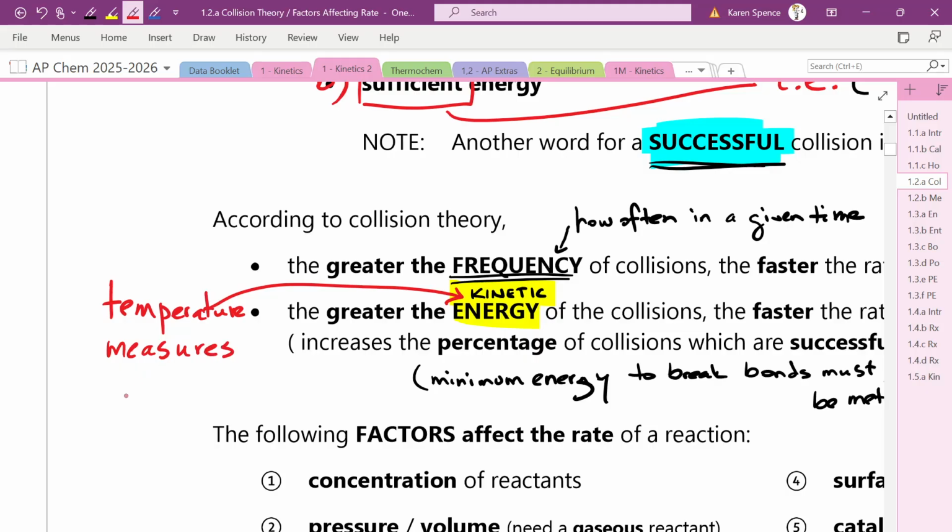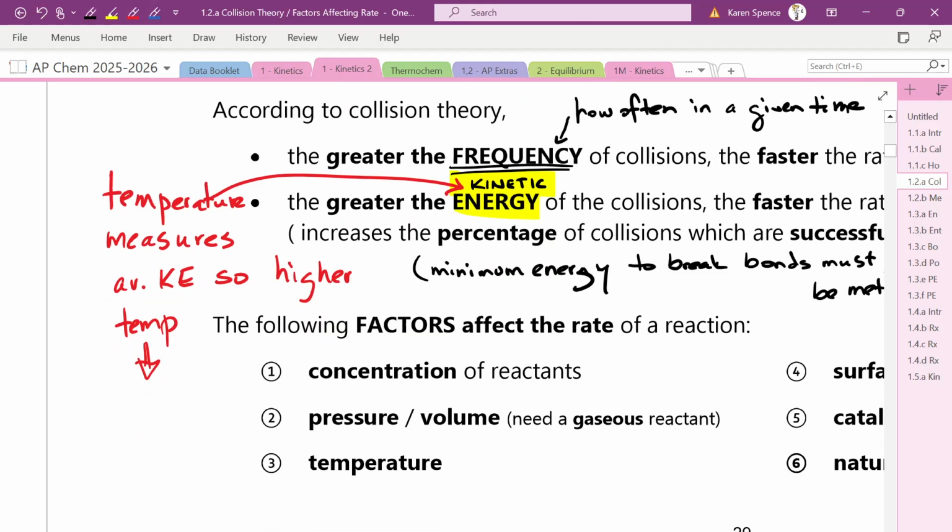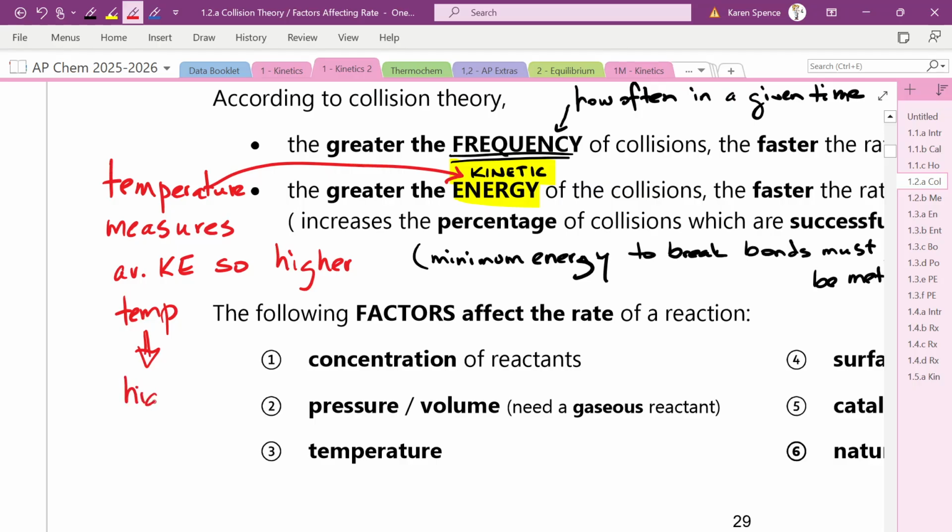Temperature measures average kinetic energy. So higher temperature goes to more higher energy collisions. And I don't like writing the word collisions a lot because we write it over and over. So I just write COLL with a little NS up at the top, and that stands for collisions.